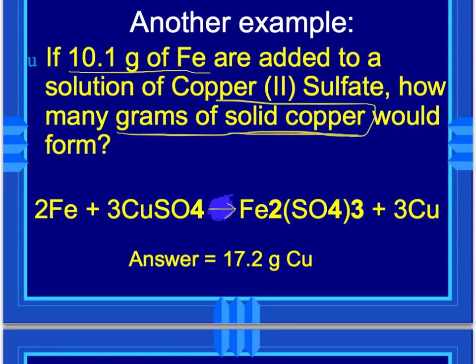So I'm going to go ahead and box this because this is what I want my final answer to be in. Notice we've got our iron on this side, we have our copper on this side, and the answer here is 17.2 grams of copper. But of course the setup is important, so take a minute, try to solve this problem on your own, and then check the next slide for the answer.